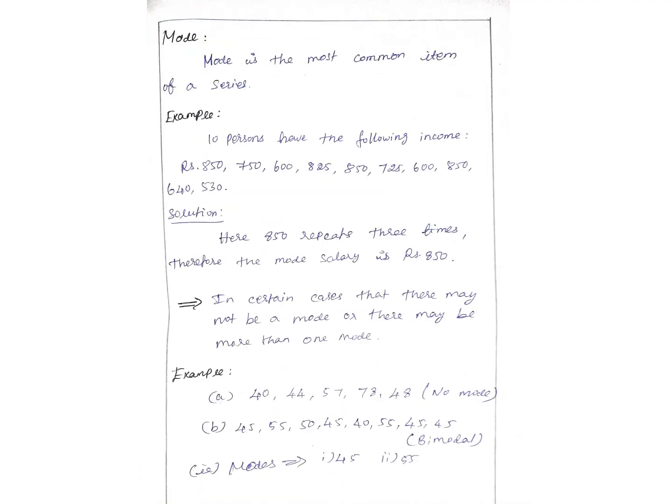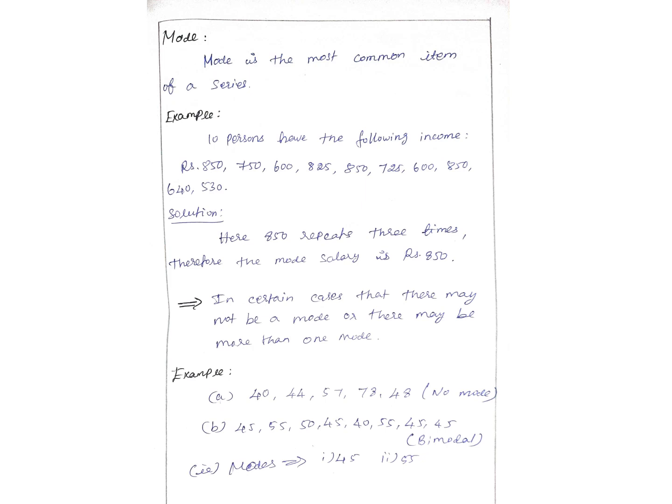Next one, mode. Mode is the most common item of a series. It is the value which occurs with the greatest frequency in a series. For example, 10 persons have the following incomes, in rupees: 850, 750, 600, 825, 850, 725, 600, 850, 640, 530. Here 850 rupees repeats 3 times. Therefore, the mode is rupees 850.